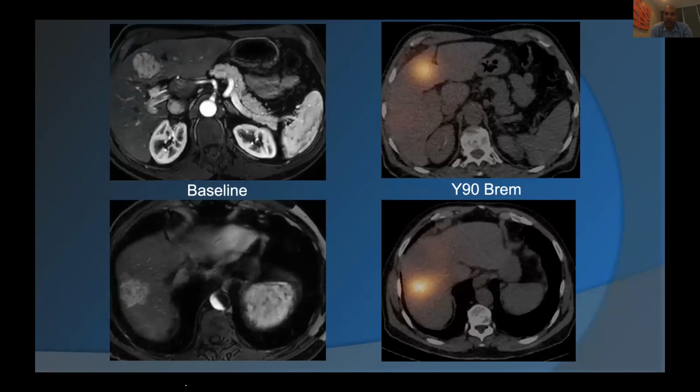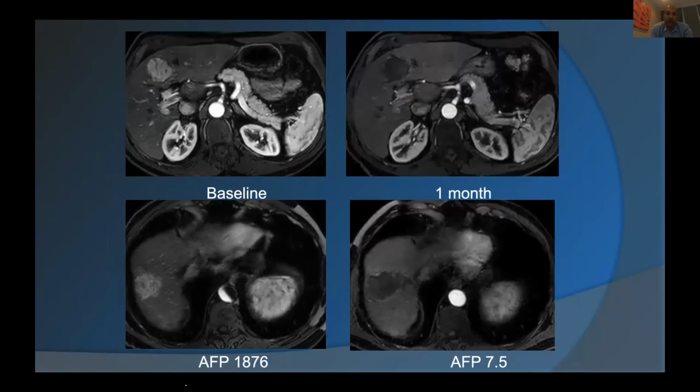And this is the Y90 bremsstrahlung. You could see, again, focal activity in the tumor, but there's nothing else in the remainder of the liver. This is 1 month, so has complete response at 1 month. His AFP drops from 1900 to 7.